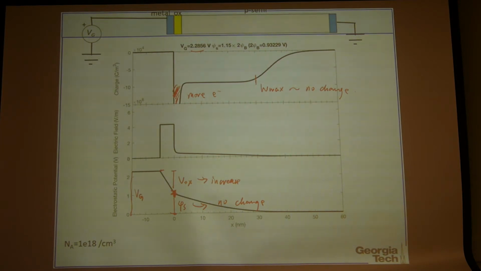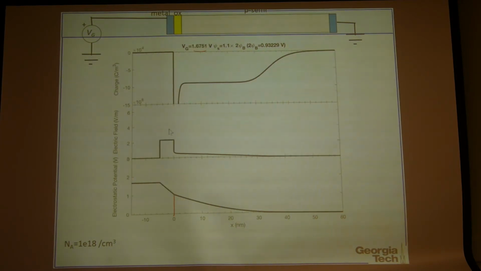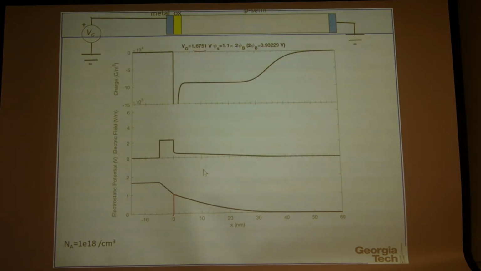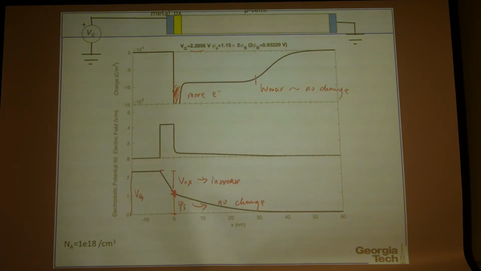So the electric field will get larger and larger in the oxide. And then in the semiconductor, in the silicon, there's still some electric field. This is because the electric field is the slope of the voltage potential. You can see the slope. So here, this phi s does not change too much after the inversion. So then this slope doesn't change too much, so the electric field is kind of small.